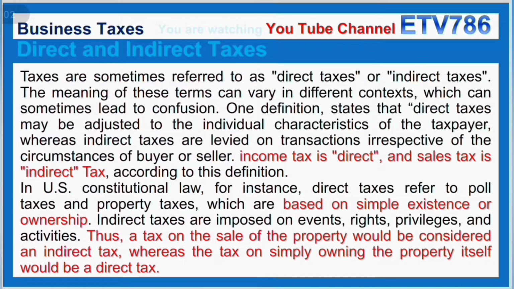In U.S. constitutional law, for instance, direct taxes refer to poll taxes and property taxes, which are based on simple existence or ownership. Indirect taxes are imposed on certain rights, privileges, and activities. Thus, a tax on the sale of the property would be considered an indirect tax, whereas the tax on simply owning the property itself would be a direct tax.